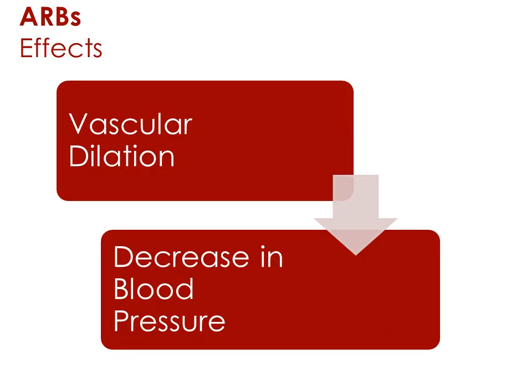ARBs have the same mechanism of action as ACE inhibitors. They cause arterial and venous vascular dilation by inhibiting an enzyme responsible for the conversion of angiotensin I to angiotensin II, which is a potent vasoconstrictor. This results in decreased blood pressure.